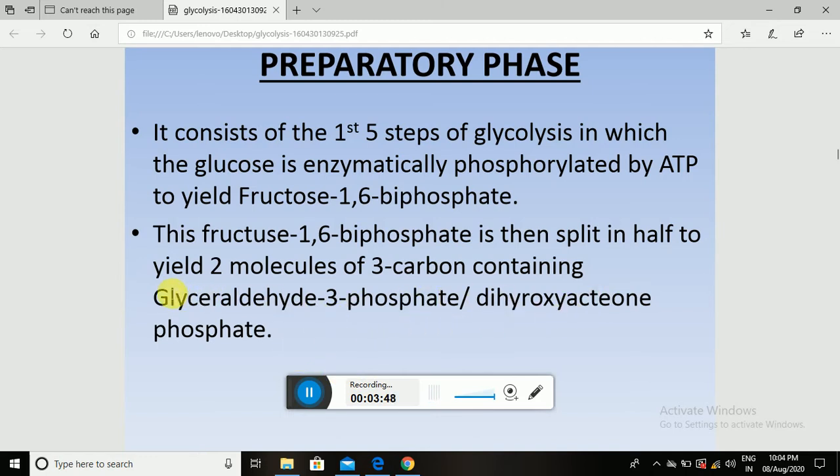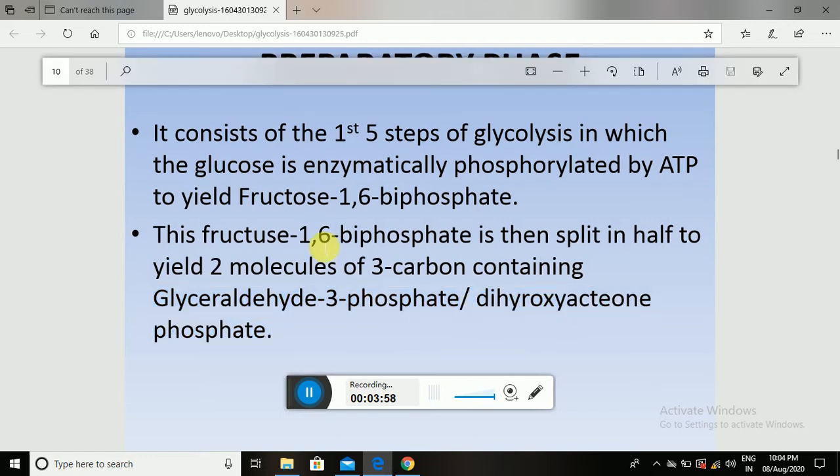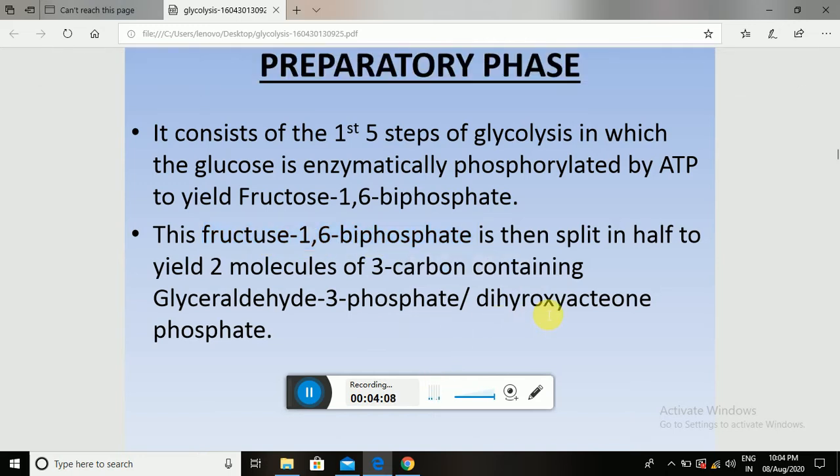In this step, glyceraldehyde 3 phosphate is an aldehydic sugar, and dihydroxyacetone phosphate is a ketonic sugar, because the parent sugar, fructose, is a ketonic sugar. So dihydroxyacetone phosphate is the 3 carbon compound containing a C double bond O, and glyceraldehyde 3 phosphate is the 3 carbon compound containing an aldehydic group.